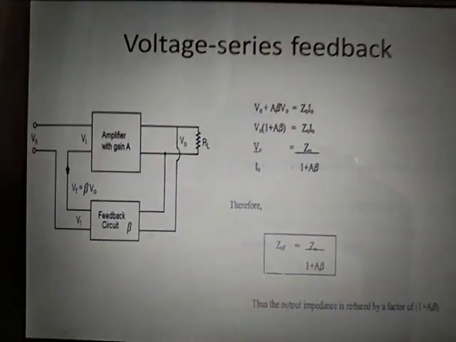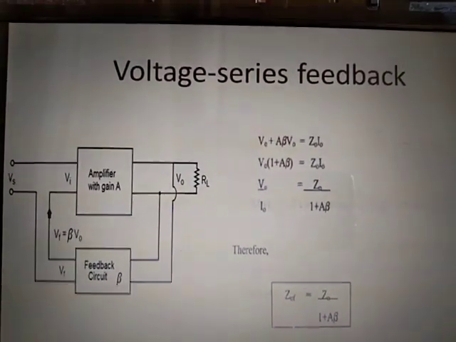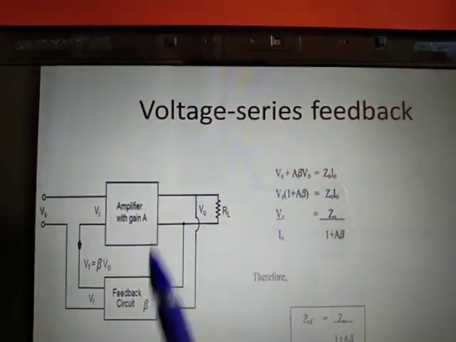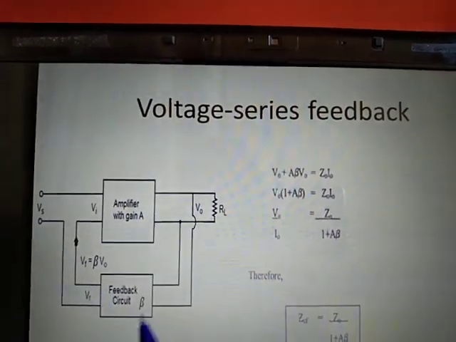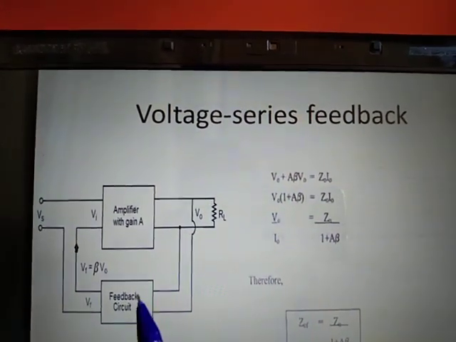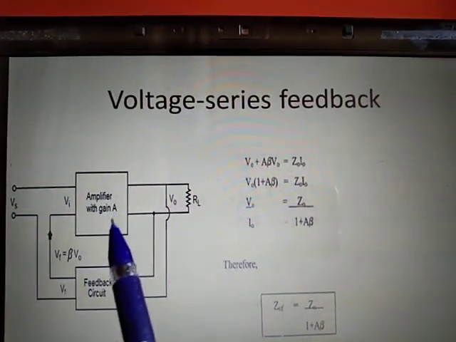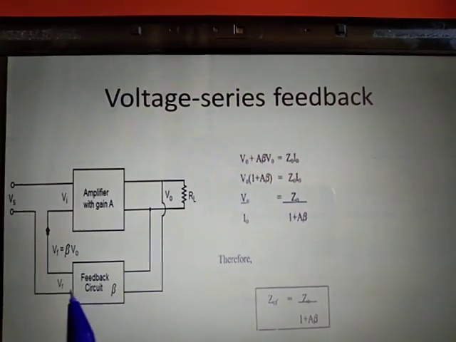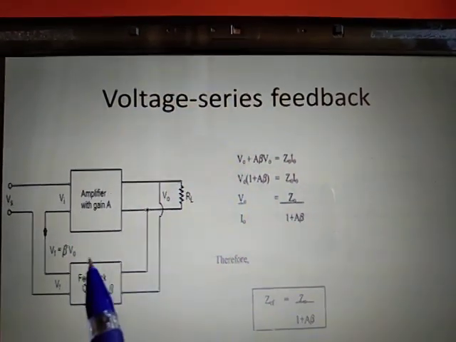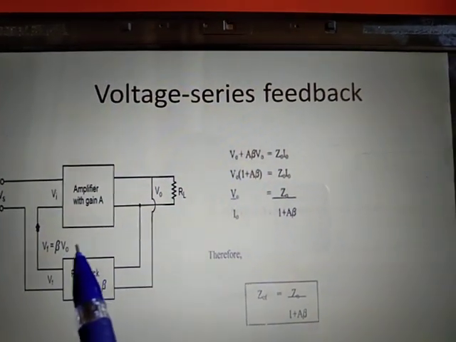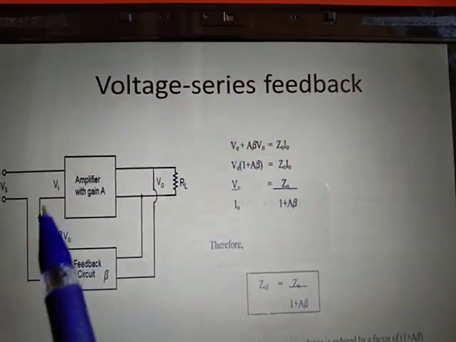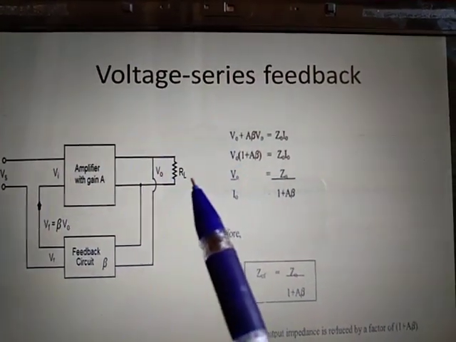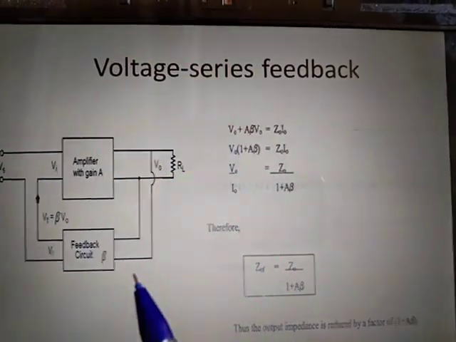This is the basic circuit diagram of voltage series feedback. Two blocks are used here. One is the amplifier with gain A, and the other is the feedback circuit beta, where beta is the feedback factor. The amplifier with gain A is given the input supply voltage Vs, and the output goes to the feedback circuit, which produces the feedback voltage. The feedback voltage is equal to beta into V naught, where beta is the feedback factor and V naught is the output voltage. This feedback factor is connected to V naught. Vi is the input voltage, and V naught is the output voltage across the load resistor RL.